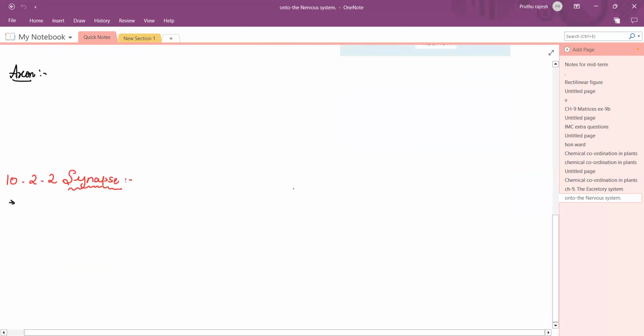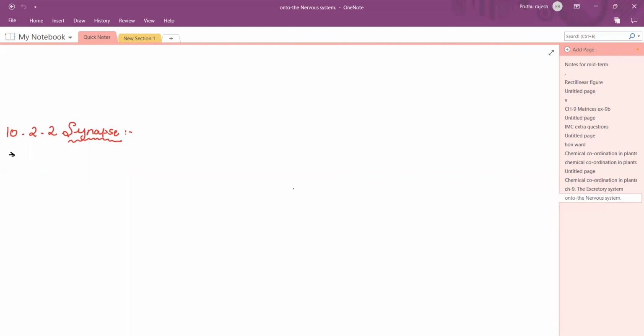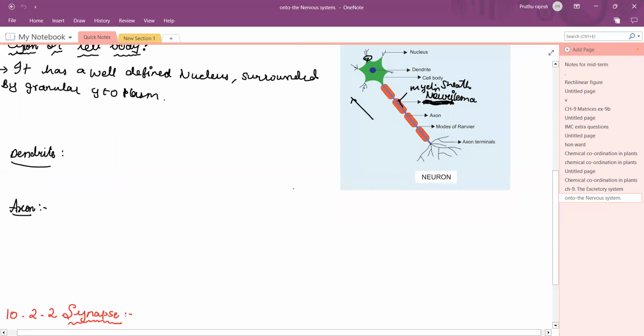Let us move on to the next topic, which is synapse. Let me define synapse for you. Synapse is the point of contact between the terminal branches of the axon of a neuron with the dendrites of another neuron, separated by a fine gap. This is called a synapse.